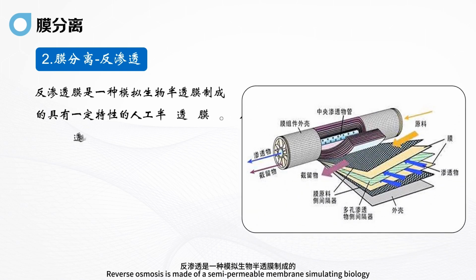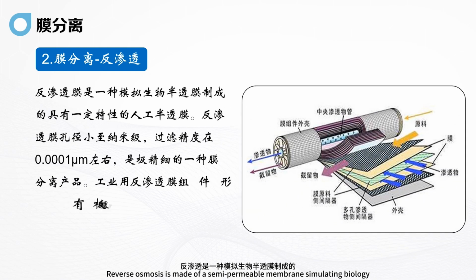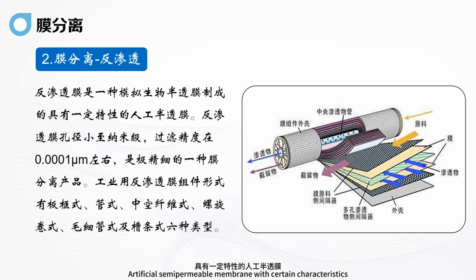Reverse osmosis uses an artificial semi-permeable membrane with certain characteristics, simulating a biological semi-permeable membrane. The pore size of the reverse osmosis membrane is as small as a nanometer. The filtration accuracy is about 0.0001 micron, that is, about 0.1 nanometer. It is a very fine membrane separation product. Industrial reverse osmosis membrane modules come in plate frame type, tube type, hollow fiber type, spiral wound type, capillary type, and slot bar type.